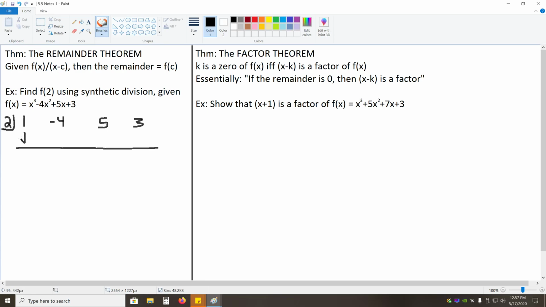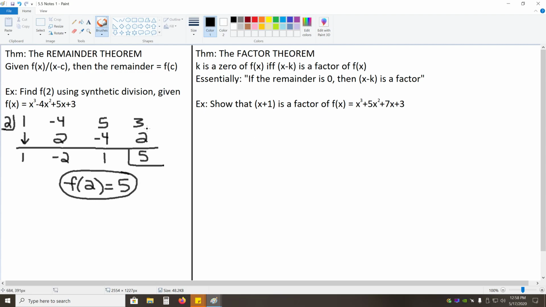We bring down the 1. We multiply by 2, which gives us 2. We add that to negative 4, which gives us negative 2. Times 2 gives us negative 4. Plus 5 gives us positive 1. Times 2 gives us 2. Plus 3 gives us positive 5. And remember, the last value is always your remainder, so that means f of 2 is equal to 5.